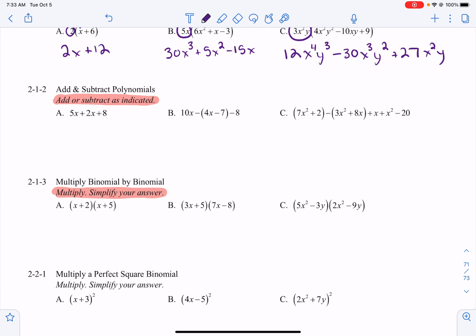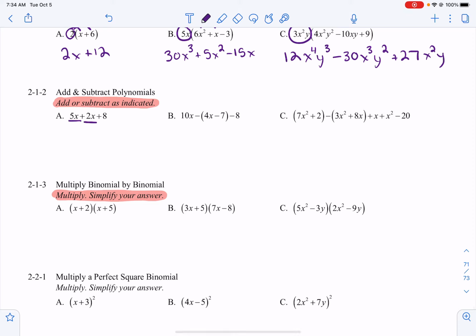Section 2, add or subtract as indicated. So this is where we need to remember like terms. So things with x's can be added together. So that's 7 x's plus 8. The 8 can't be added to the 7 because they are not the same type of number. One has an x, one does not.